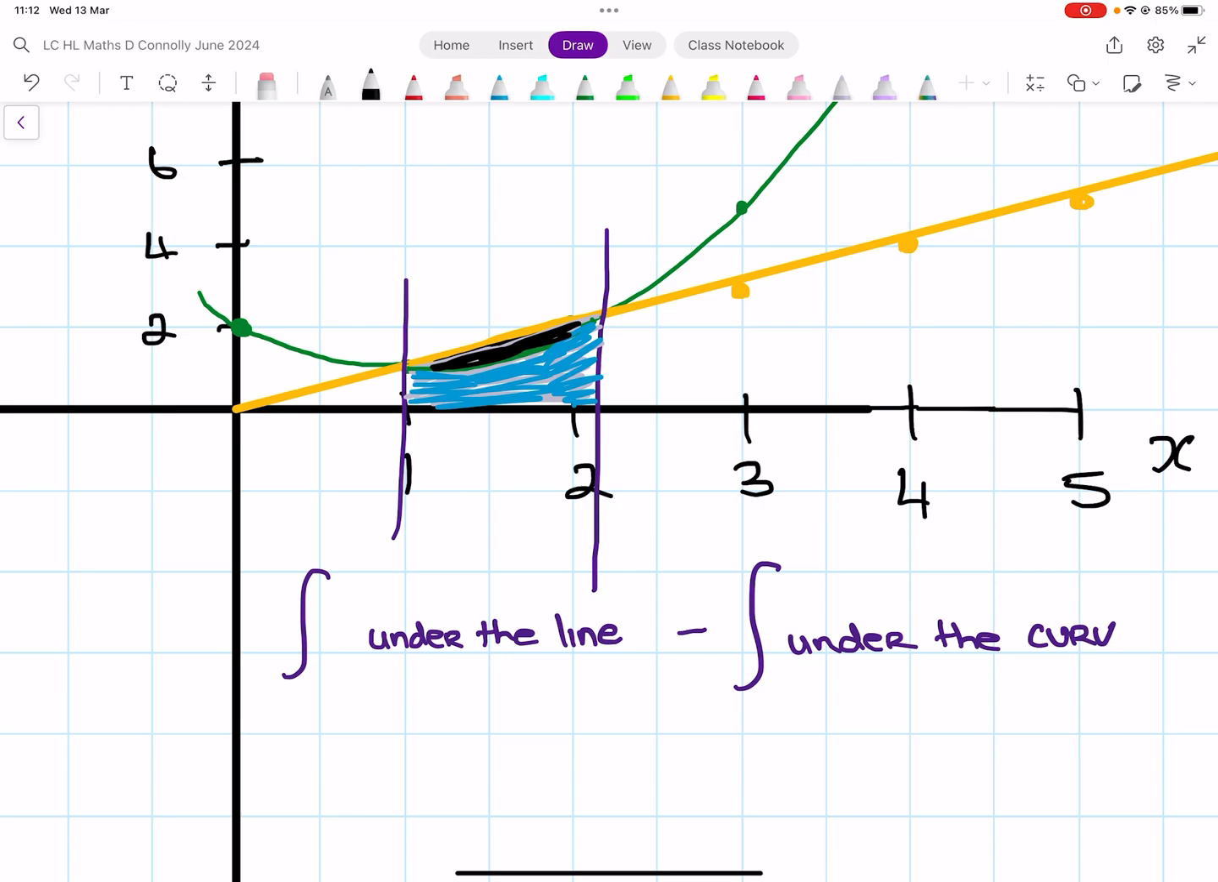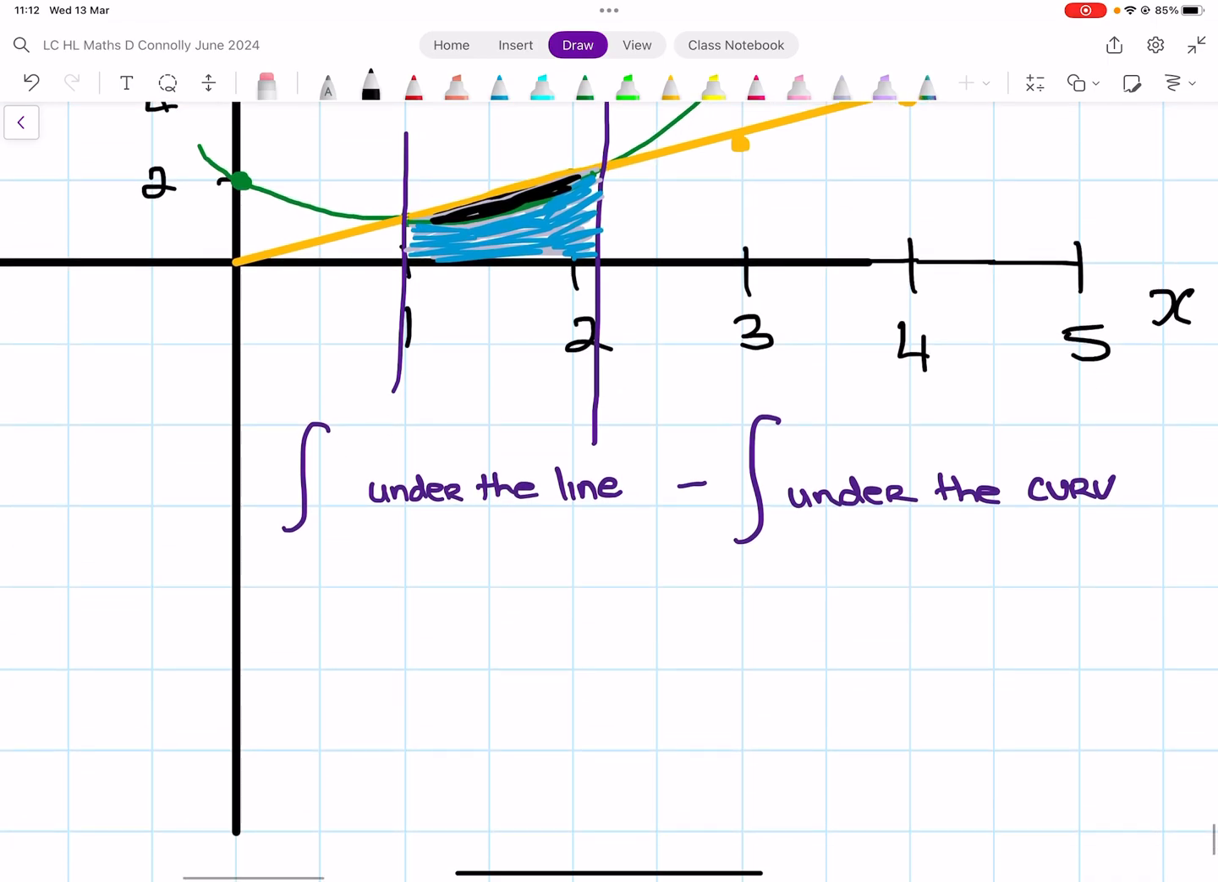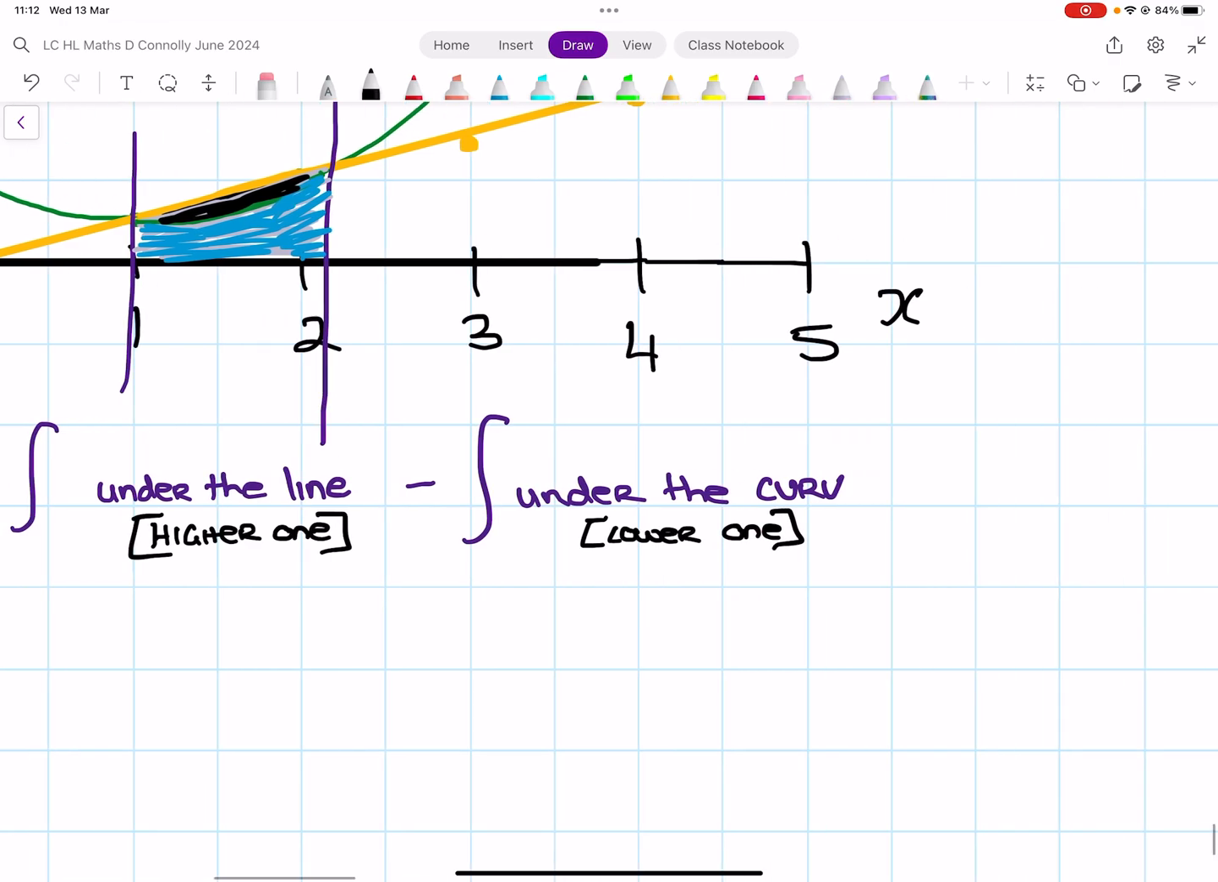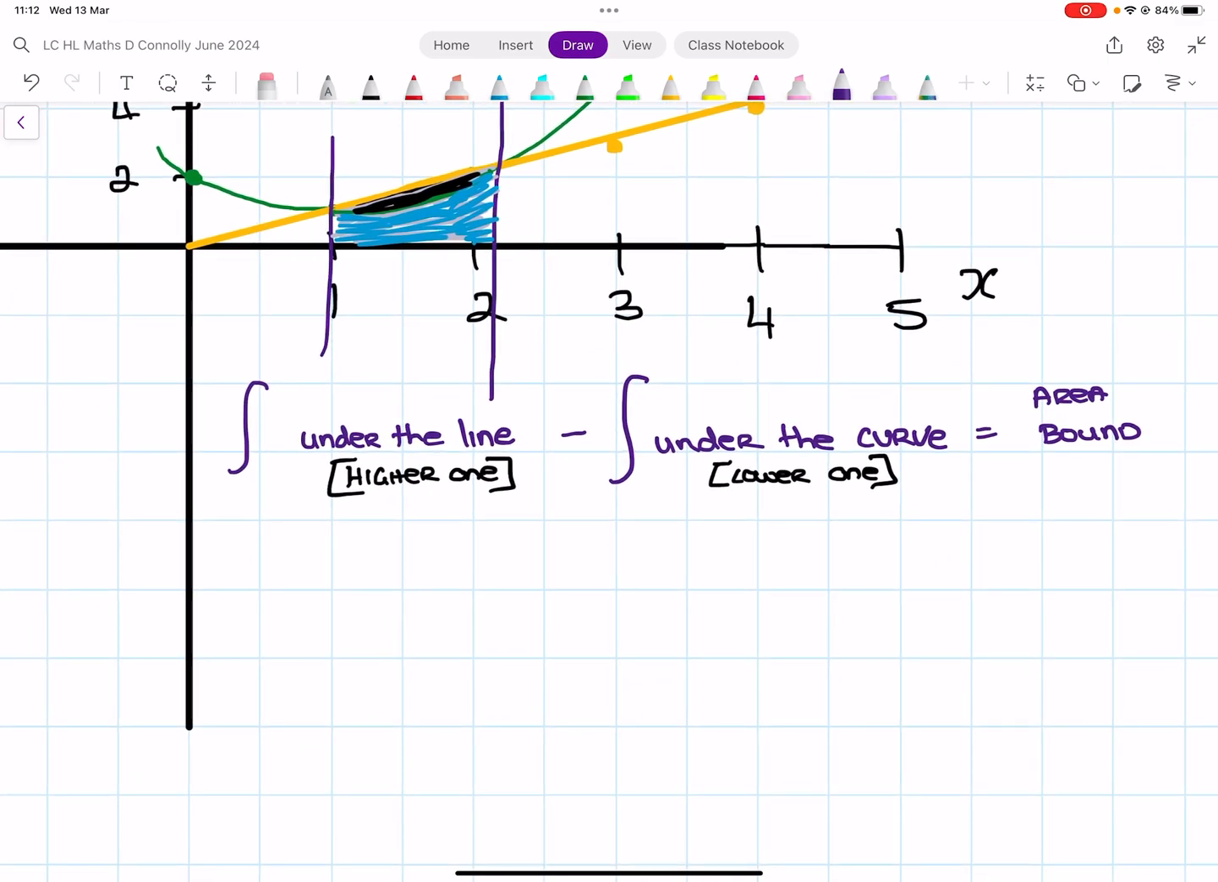Yeah? So you do the area under the line because that's the higher one. You minus the area under the curve because that's the lower one. And when you subtract them, that leaves you with the area bound, which is that little bit of black there between. Yeah? The only thing I'm missing is those limits. And the limits are basically left-hand side and right-hand side where they meet.